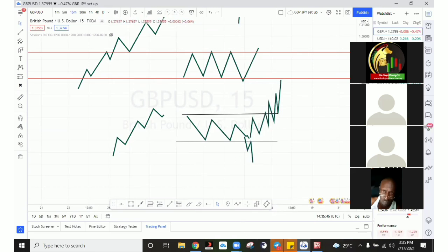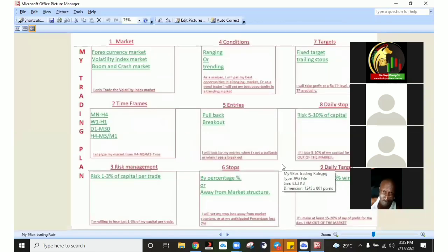Don't forget that. Back to our plan. So number 5 is your entries. That is what you want to figure out. Then number 6 is your stop loss. Where do you want to stop?